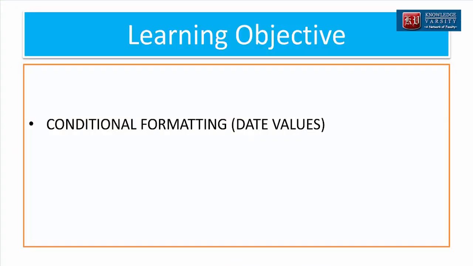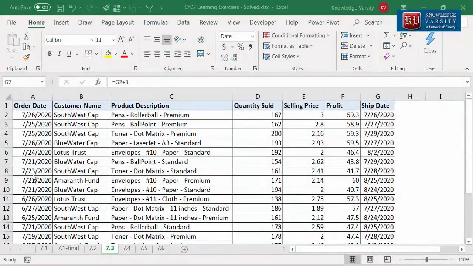In this video, I will illustrate how to apply conditional formatting to cells with the date values. Conditional formatting can highlight data like order dates, shipping dates, delivery dates, etc. for further analysis. Let me consider this data set, which has order date and ship date. I will apply conditional formatting to the order date column. I would like to highlight the orders received today.